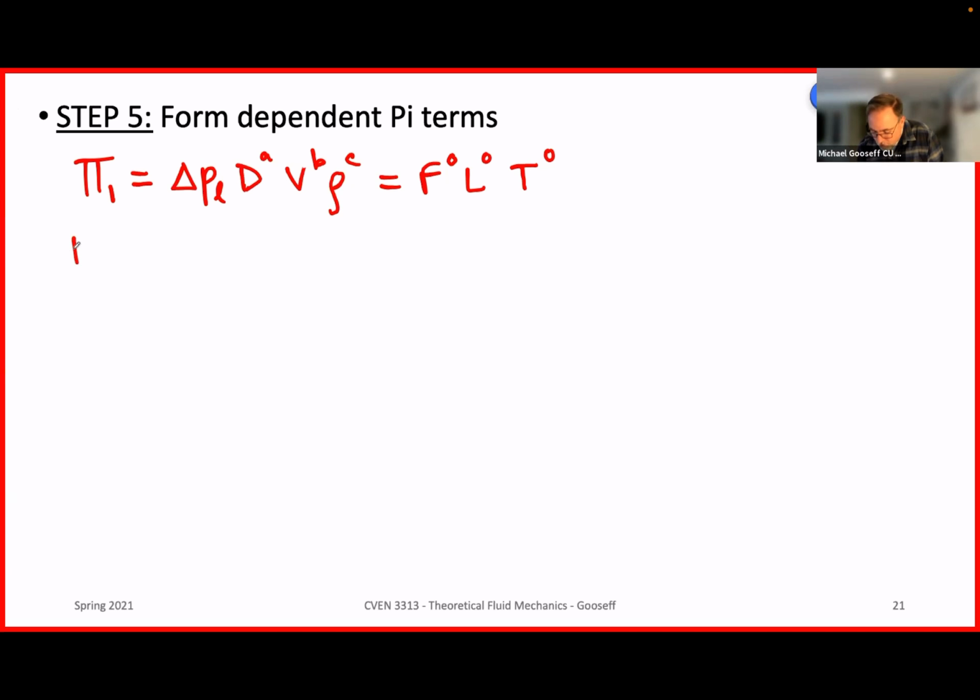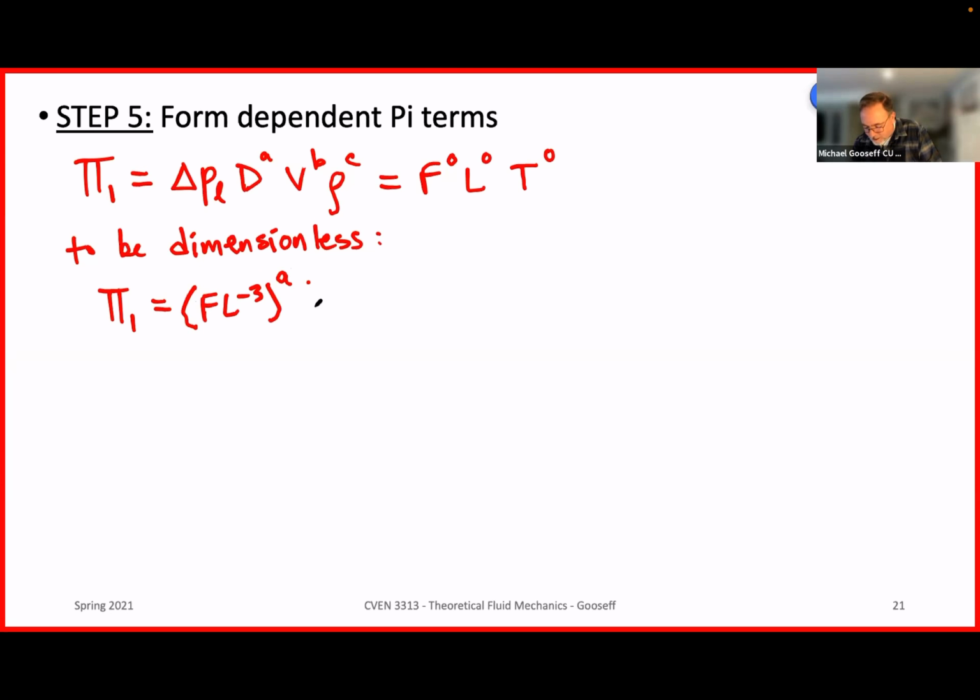So to be dimensionless, to be or not to be dimensionless, pi 1 can be rewritten now in terms of the dimensions for each of the variables. So pi 1 is equal to, what did we say that delta p sub L was? We said it was F, L to the -3. Right? We raise that to the A power, and then the diameter D is just the dimension of length. So we raise that. Oh, I'm sorry. The A doesn't go there. The A goes on D there. Sorry about that.